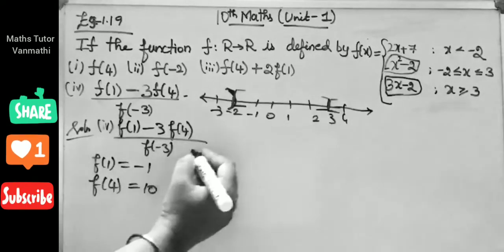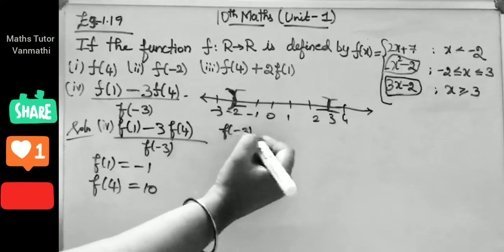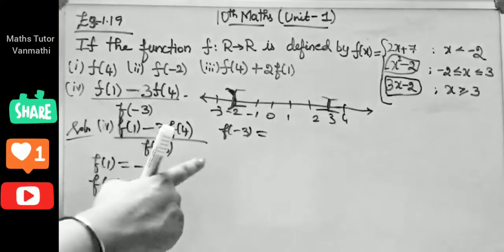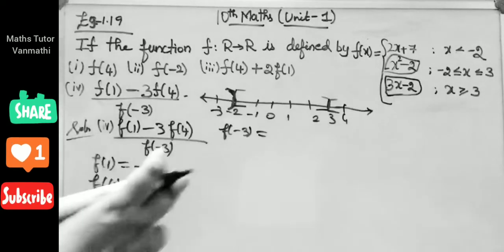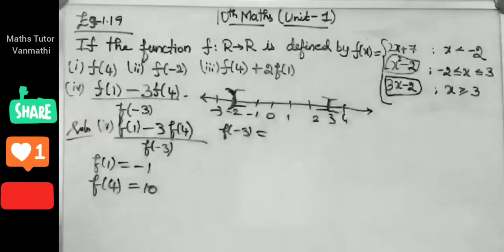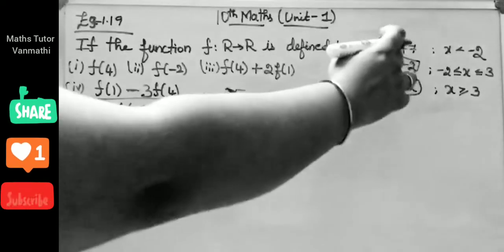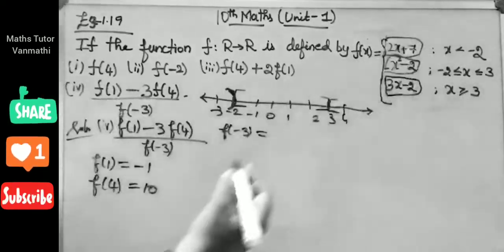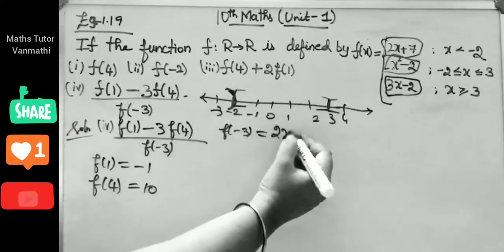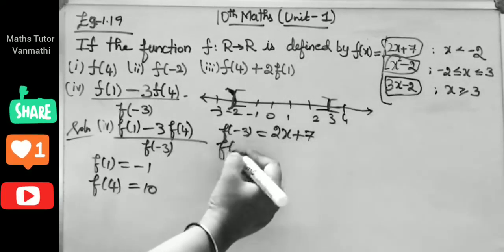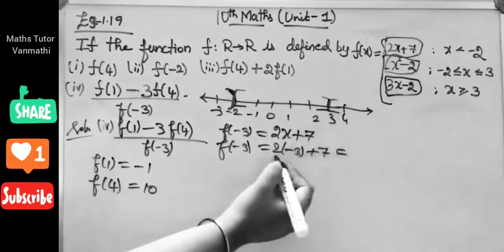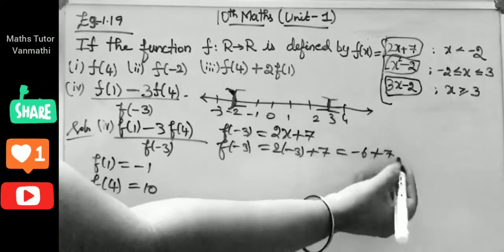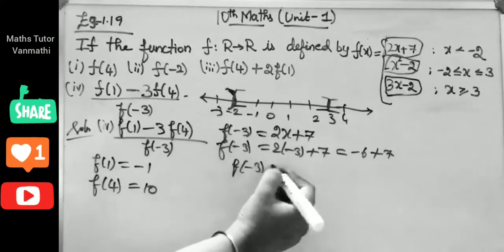Now we are going to find f of minus 3. Where does minus 3 lie? It lies before this. Then you are going to take the function for x less than minus 2, because minus 3, minus 4, minus 1, it goes on. So this is the function for this problem, 2x plus 7. Then substituting minus 3 in place of x, you get 2 threes are 6, minus 6 plus 7, you get f of minus 3 as 1.